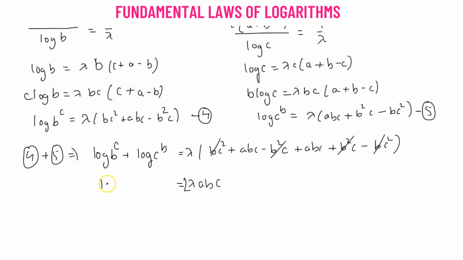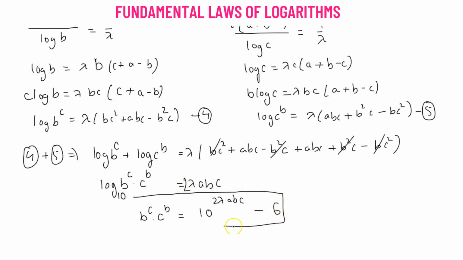And these two logarithms will get combined to get log of b raised to the power of c times c raised to the power of b. So our base by default is 10. So b raised to the power of c times c raised to the power of b. This gives us 10 raised to the power of 2 lambda times abc. So let's call it number 6.